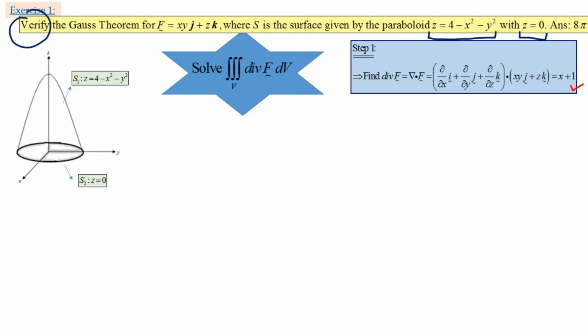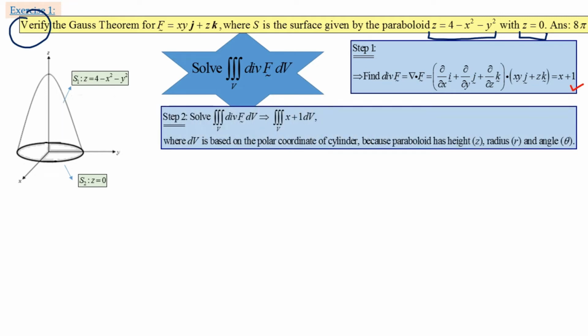Now you can proceed to integrate it, but you have to remember, because this is a paraboloid, you have to apply cylindrical polar coordinates, because you want to do the triple integral. So you have to make sure you use cylindrical polar coordinates. As stated here, the paraboloid has height, which is provided by the z-axis. You have radius and you have angle. So the only polar coordinate you can apply is cylindrical.